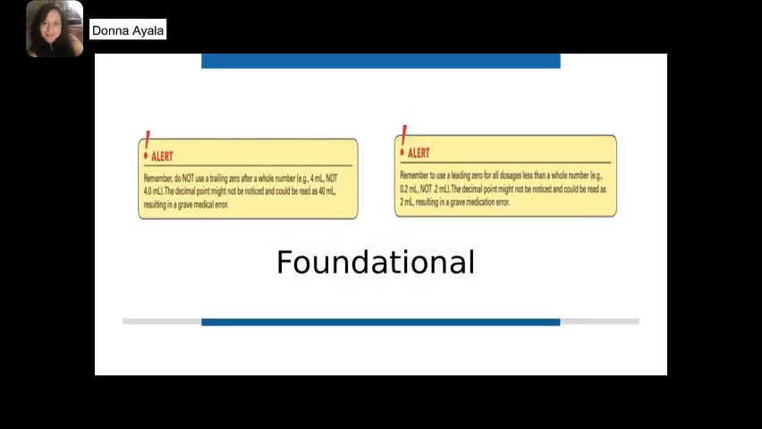I just want to put a little bit more emphasis on the concept of the zeros and how you transcribe your medications, because this is important to safety. So, to reiterate, do not use a trailing zero after a whole number, and here we have that example. But remember to use a leading zero for all doses less than a whole number, which, for example, would be 0.2 mL. Again, the safety factor and the transcription of this is very important.